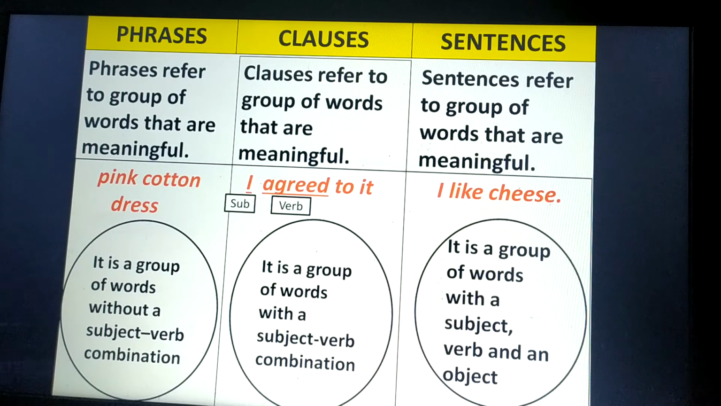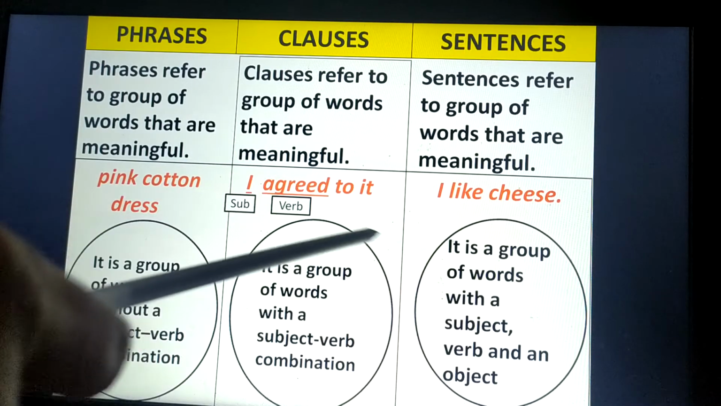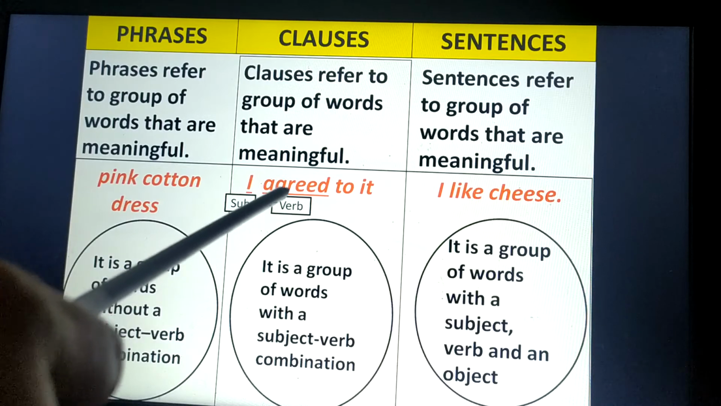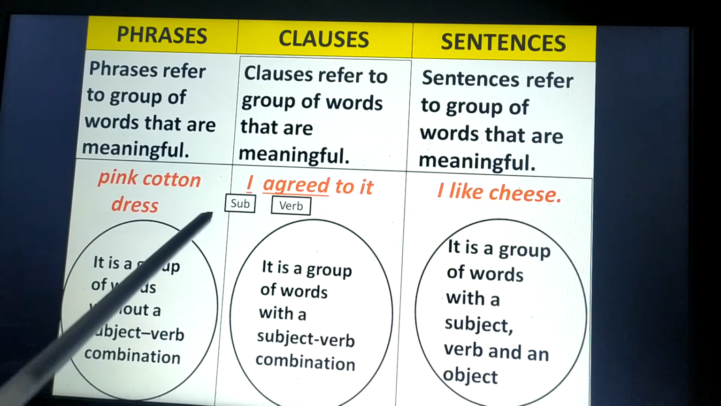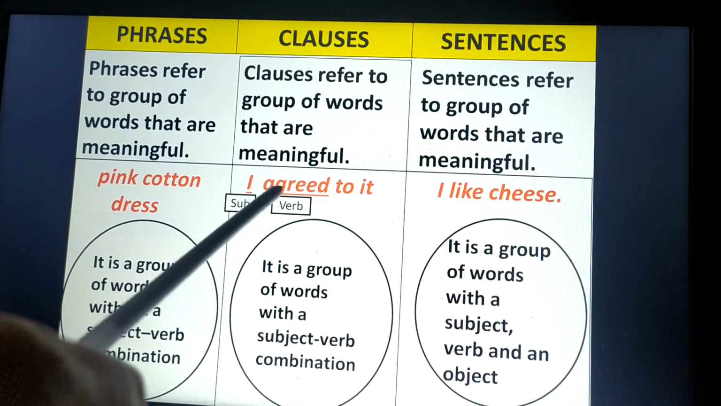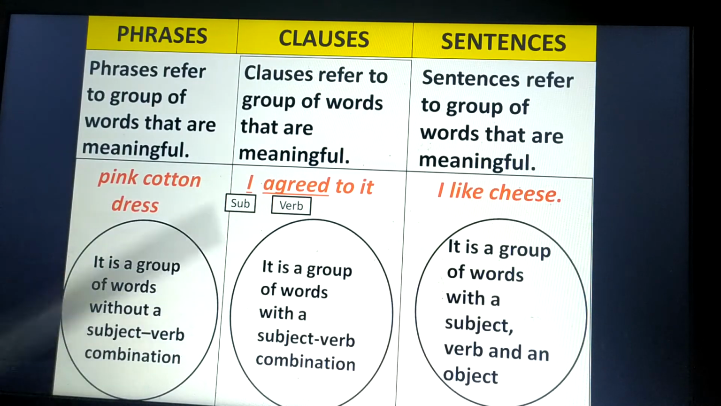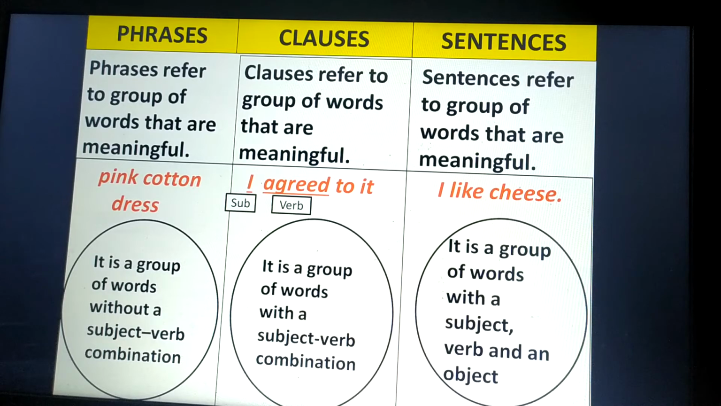And next we have clause. The example we have given here is I agreed to it. Here we have subject I and verb agreed, right? So we can say that it's a subject-verb combination, right? So we can say it's a clause because a clause is a group of words with a subject-verb combination.